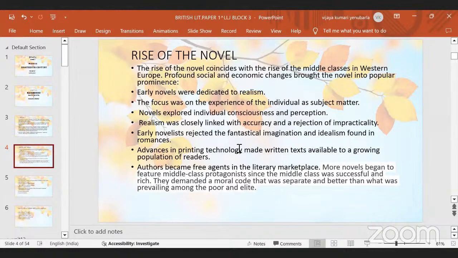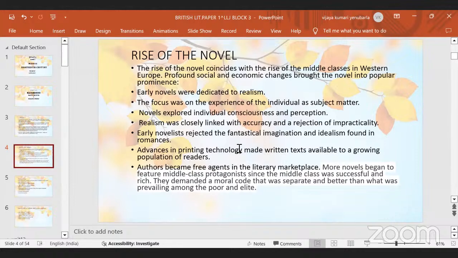That is, there are some factors. The very first reason is the rise of the middle class. Industrialization rapidly increased, which made the middle class rich, culturally, socially, economically. So the changes came, and the middle class people started appreciating and encouraging novel writers. Early novels were dedicated to realism.